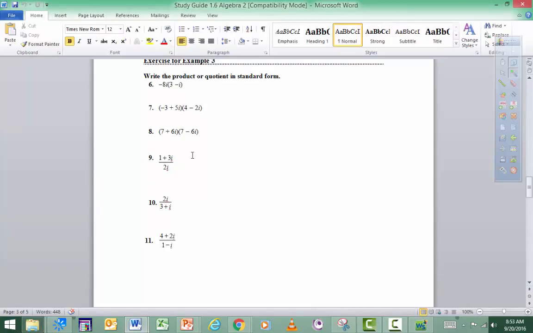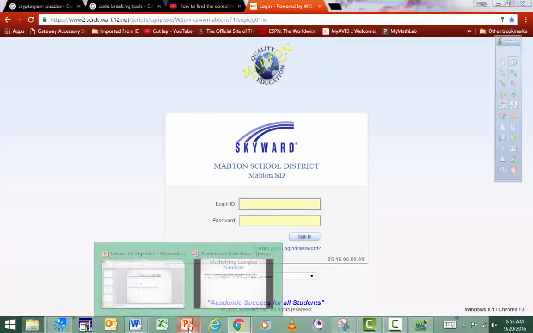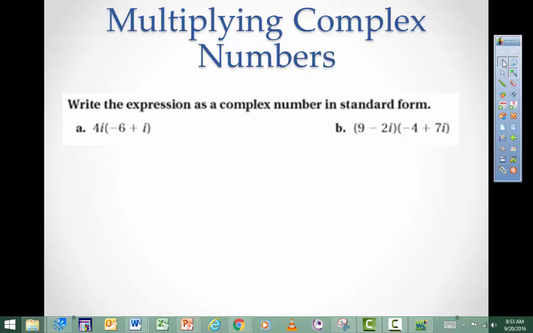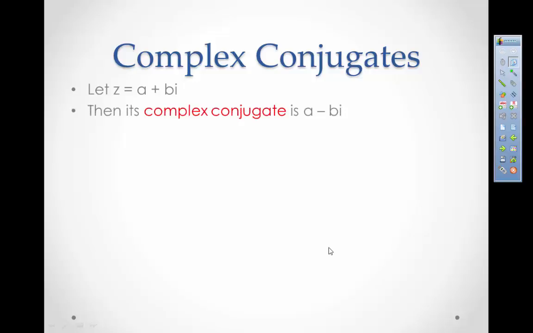Now we're going to learn how to divide. So let's go back. Oh, I need to go to the PowerPoint. Okay, we're going to use the conjugate idea again, just like we did with square roots. I'll wait until you're done. Are you done? Okay, so keep in mind this is just like what we did with the square roots. And you're going to want to use the conjugates when you're dealing with complex numbers as well.